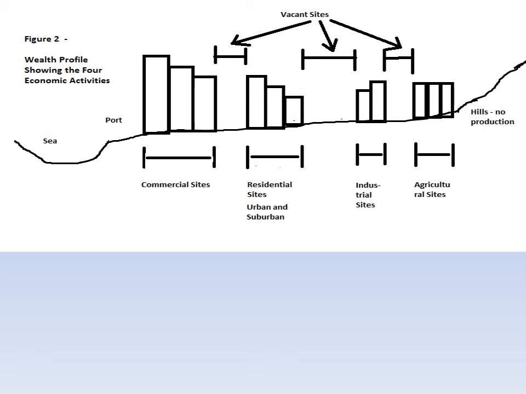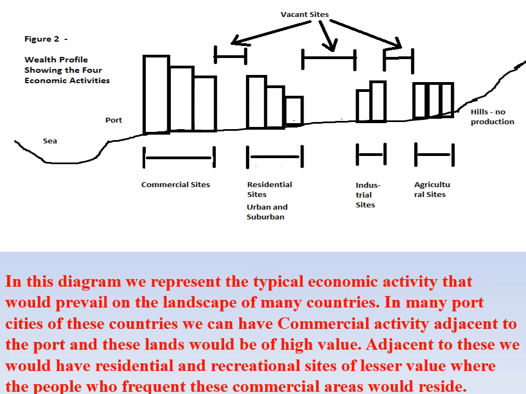Then further inland we come to the industrial sites, and then further inland we come to the agricultural sites, and then beyond these agricultural sites there are lands that are not in production. But we will notice that among and between these sites are vacant sites. So in this diagram, we represent the typical economic activity that would prevail on the landscape of many countries.